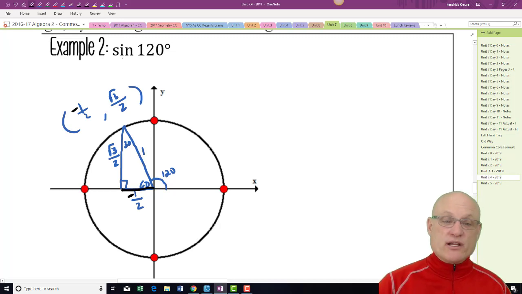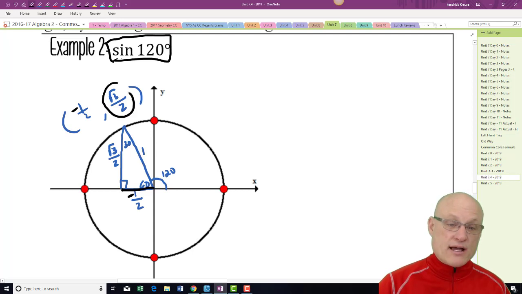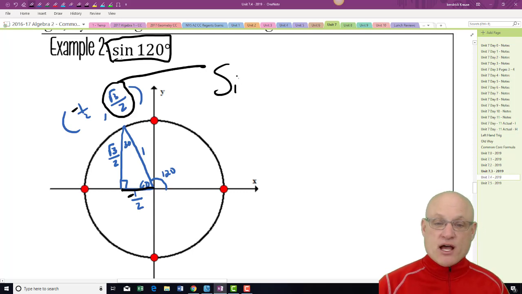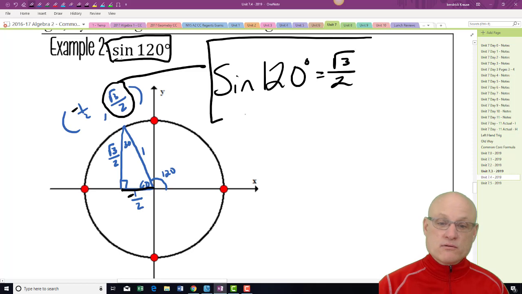So the question says, what is the sine of 120? Well, the sine of 120 is the y value. So the sine of 120 degrees is equal to the square root of 3 over 2.